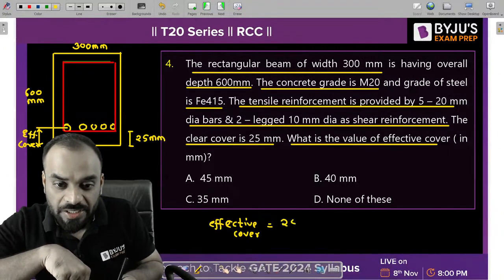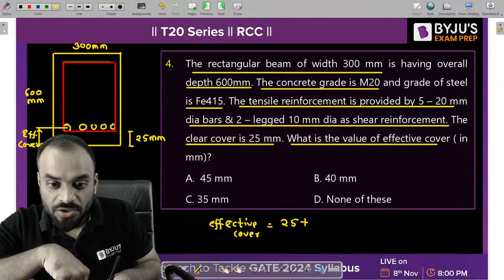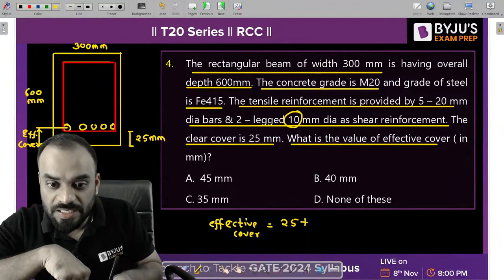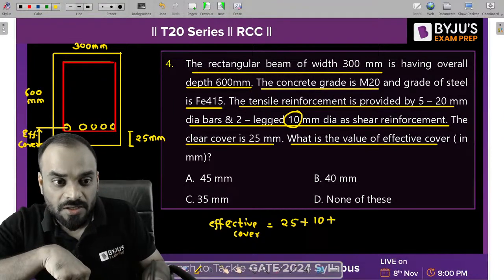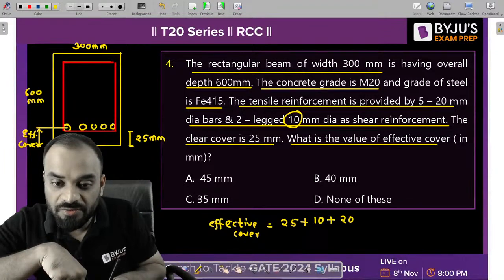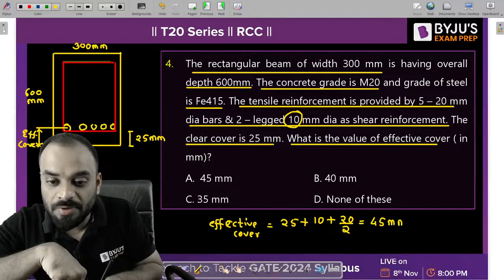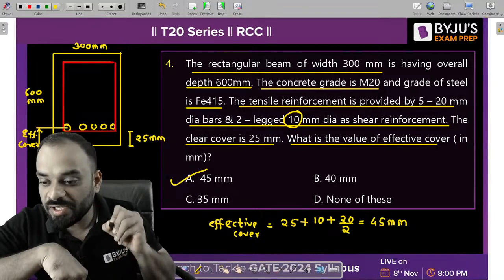So we need to write 25 plus the dia of shear reinforcement. Okay. So the dia of shear reinforcement is how much? It is 10 plus half of the dia of tension reinforcement. That is basically 20 divided by 2. So if you calculate it, you will get 45 mm as an effective cover. That's why A is the correct answer.